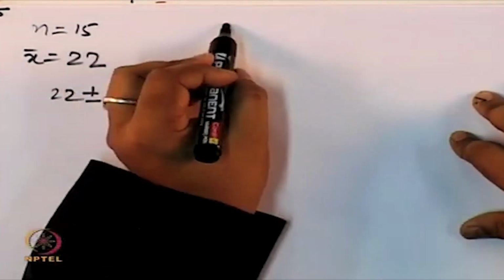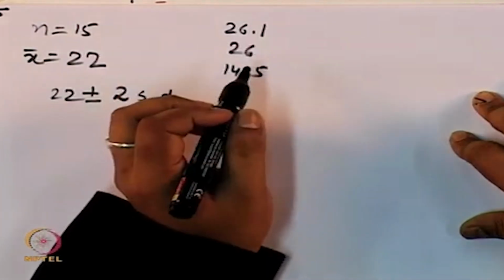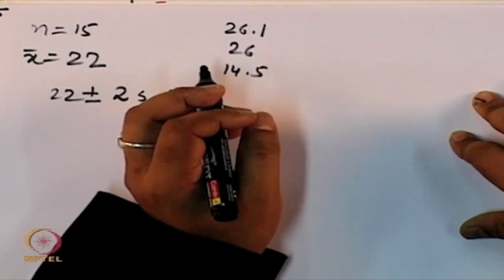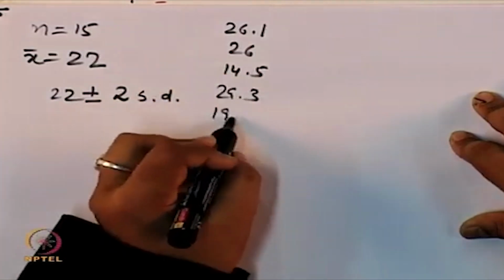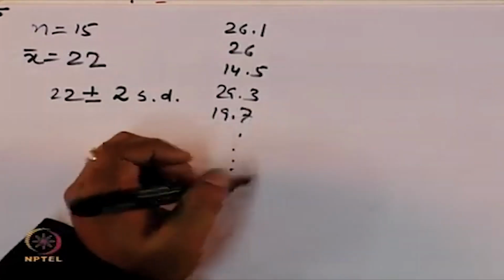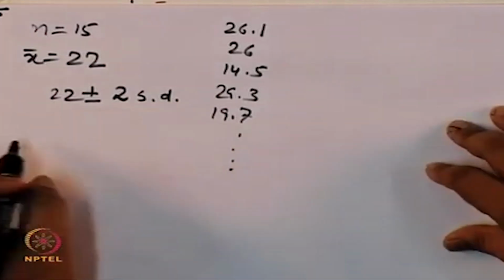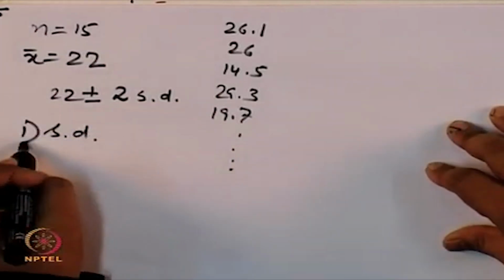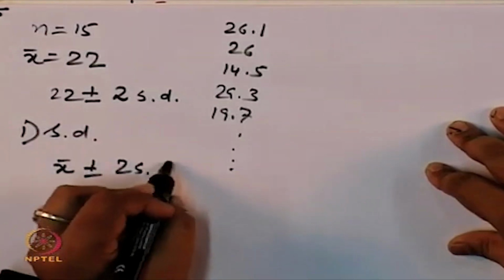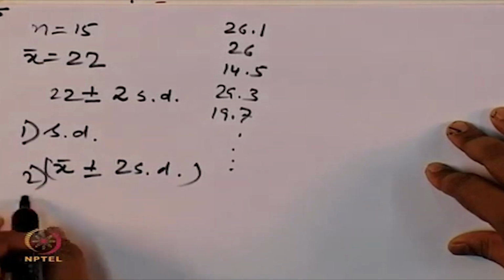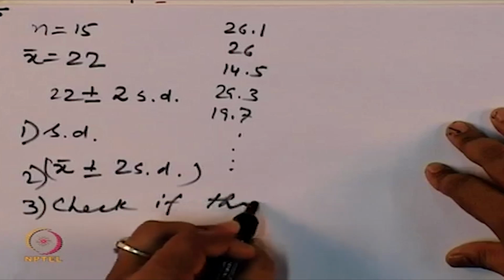So, you have 26.1, 26, 14.5. We have to calculate the standard deviation for this particular problem. I will leave it to you to do it, but you can test. So, you can find out. Step 1, calculate the standard deviation. Step 2, calculate x bar plus minus 2 times standard deviation and check. And step 3, check if this theorem is true.